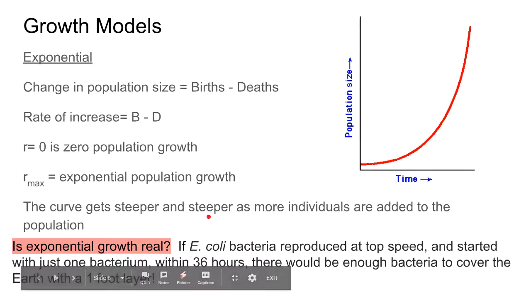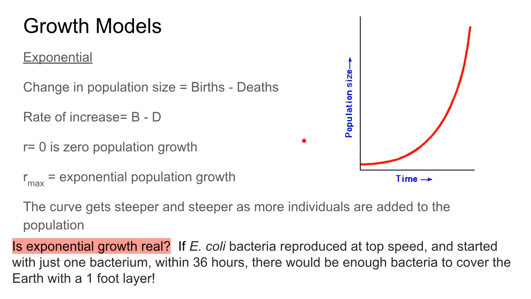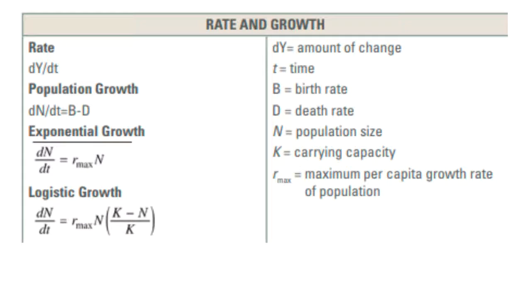So is exponential growth real? Does that really happen within a certain environment, but it won't go on forever? I mean, obviously, right? If E. coli bacteria reproduced at top speed and started with just one bacterium, within 36 hours there'd be enough bacteria to cover the earth with a 1 foot layer of bacteria. Now, obviously, we aren't wading through bacteria, so exponential growth has limits.